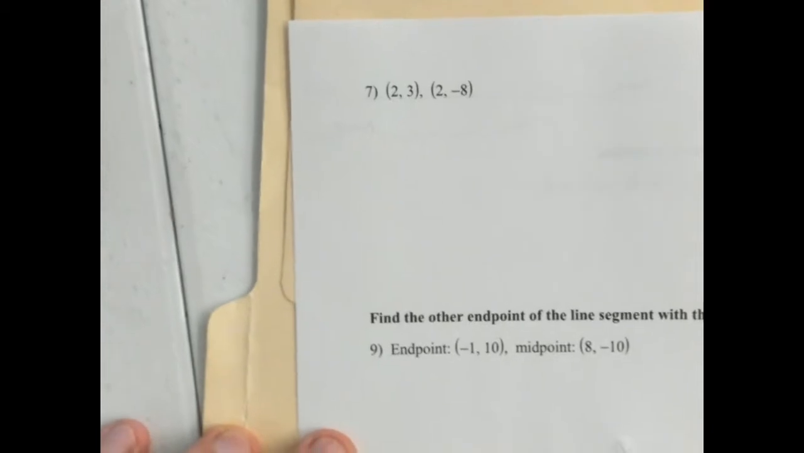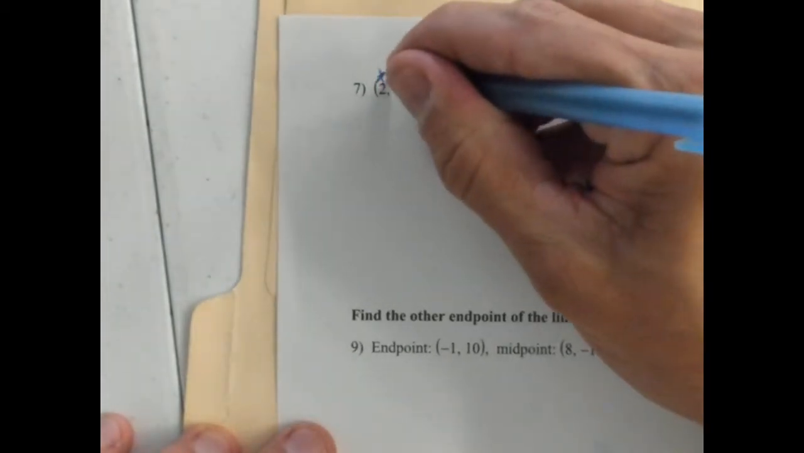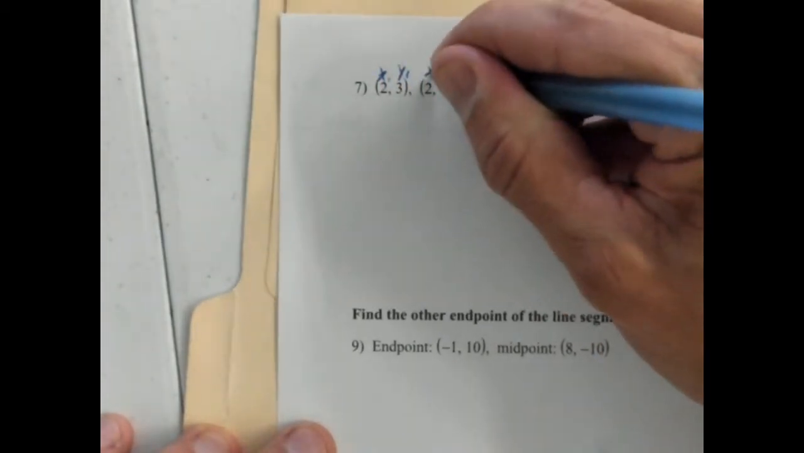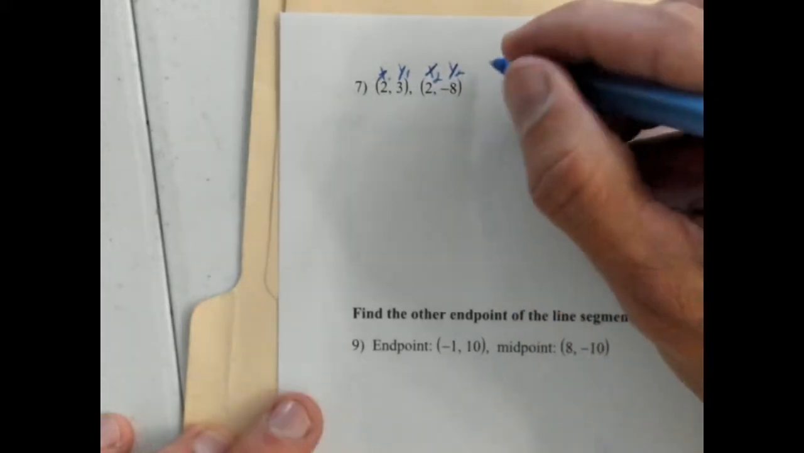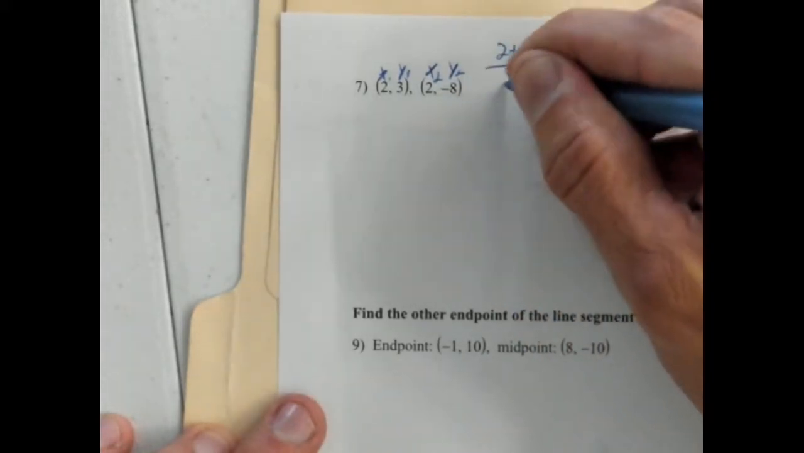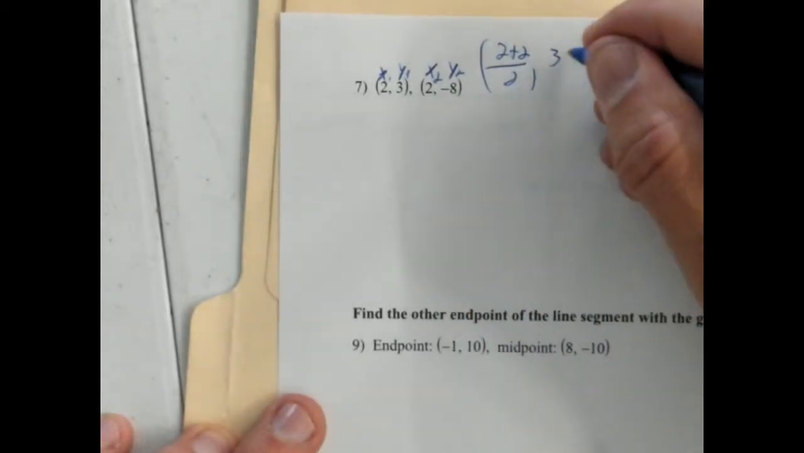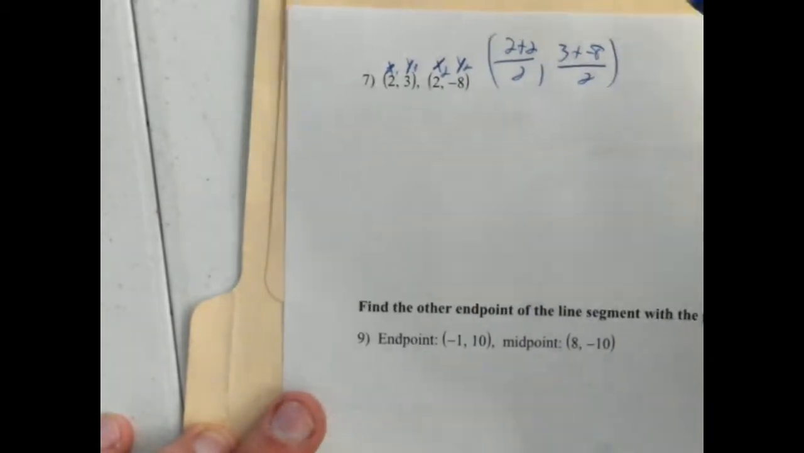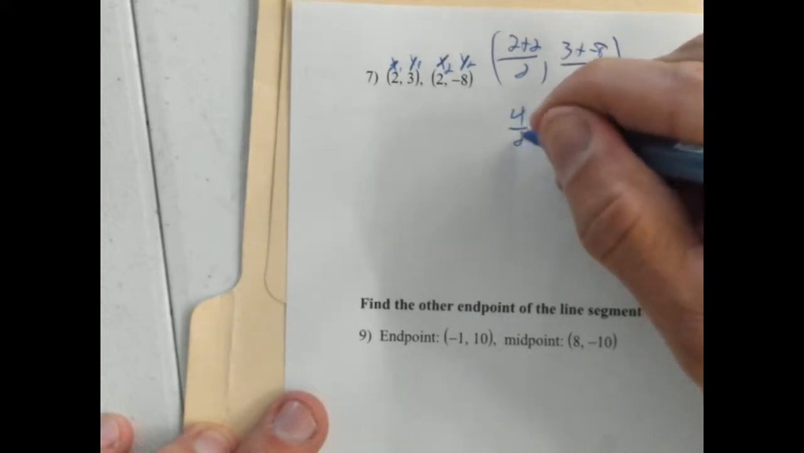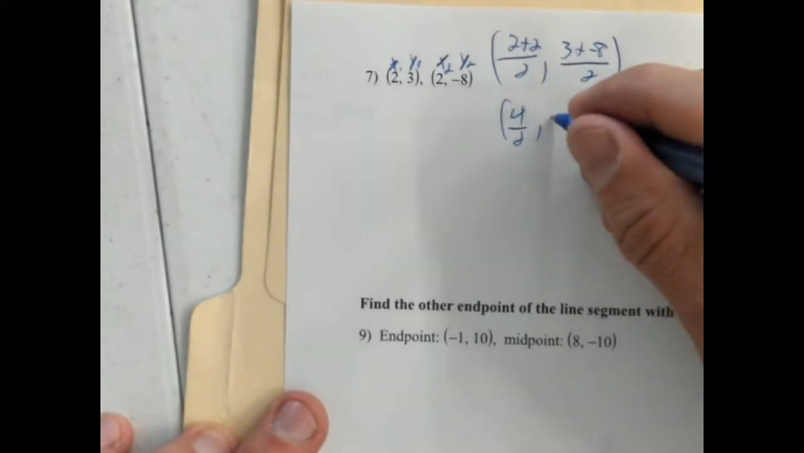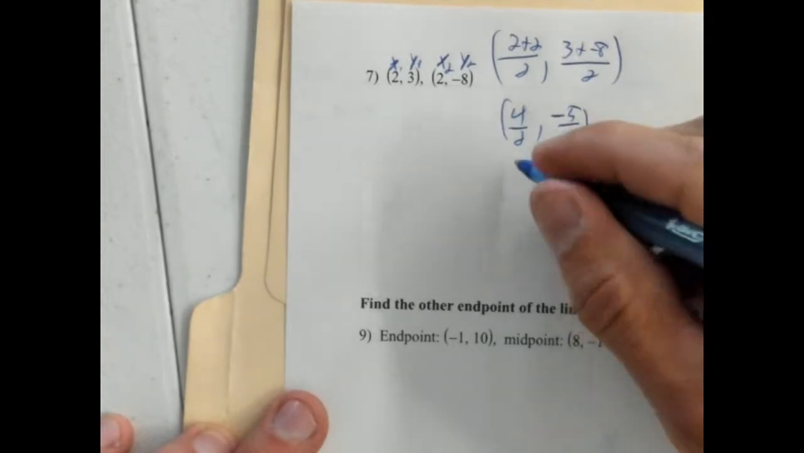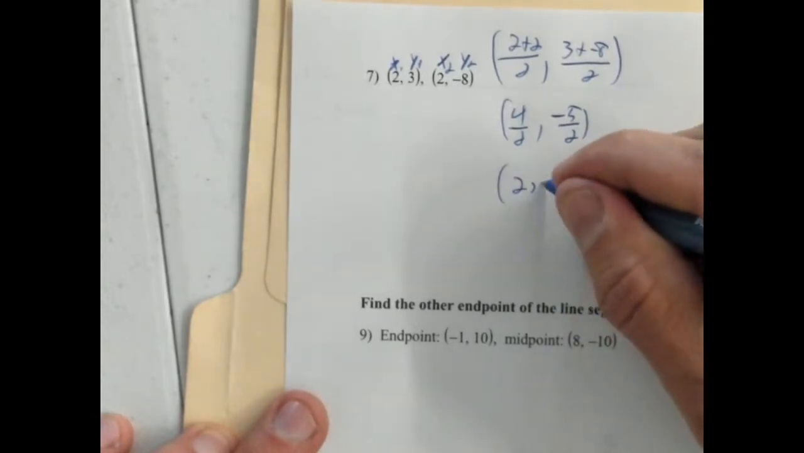Hopefully that answers those. And on the back side, we have one more like that, then we get to the ones that I think are a little more challenging. So let's go to the last, we'll call it regular one, I guess. Okay, so we're going to label these x1, y1, x2, y2. So we're going to have 2 plus 2 over 2, and 3 plus negative 8 over 2. 2 plus 2 is 4. And 3 plus negative 8 is negative 5. 4 over 2 is 2. And half of negative 5 is negative 2.5.